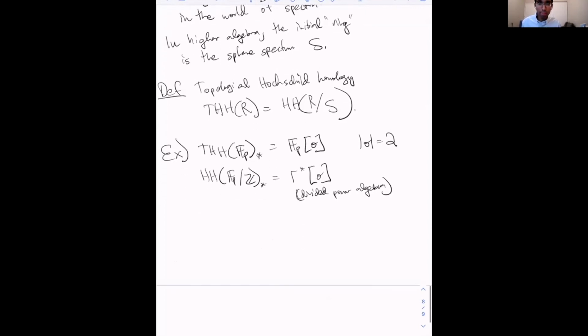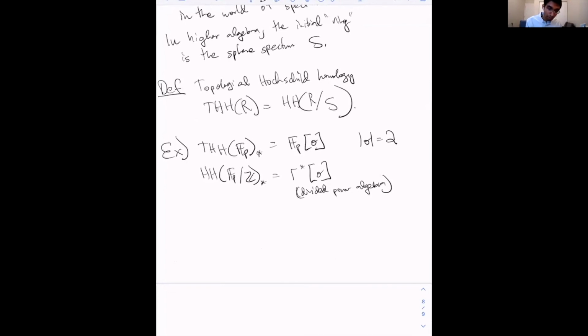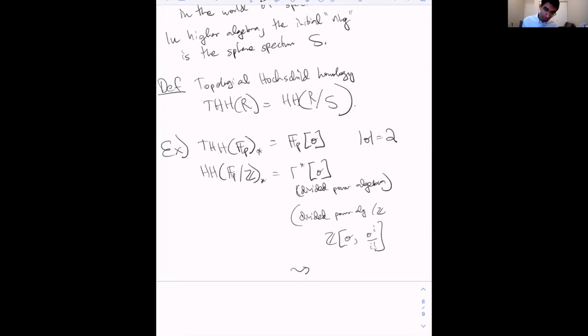Okay, so yeah. Akhil, can you just remind me what a divided power algebra is? Sorry. So in general, the divided power algebra over Z would mean that you take Z brackets an element sigma, and then you add all the i-th powers divided by i factorial. And then you reduce it modulo p. So this is a divided power algebra over the integers.